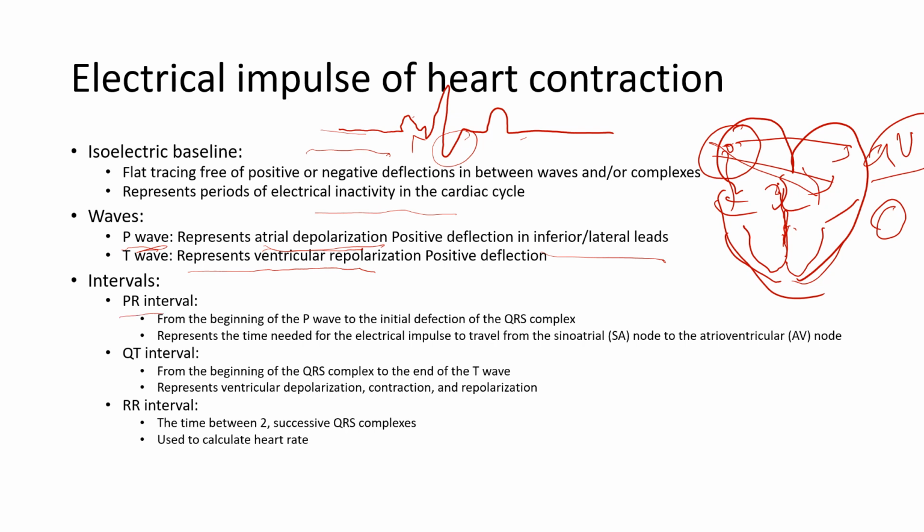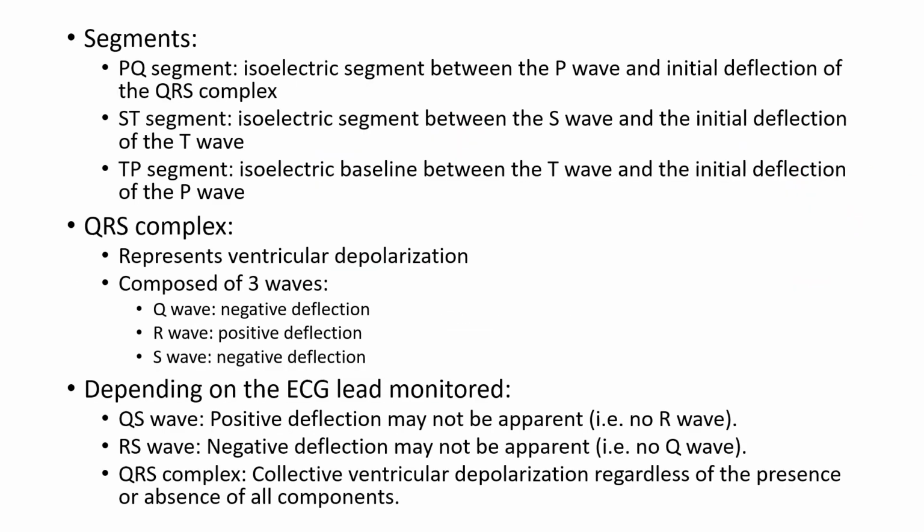Then there are intervals. The PR interval, from the beginning of the P wave to the initial deflection of the QRS, represents the time needed for the electrical impulse to travel from the sinoatrial node to the atrioventricular node. The QT interval, from the beginning of the QRS to the end of the T wave, represents the ventricular depolarization, contraction and repolarization. The RR interval, the time between two successive QRS complexes, is used to calculate the heart rate.